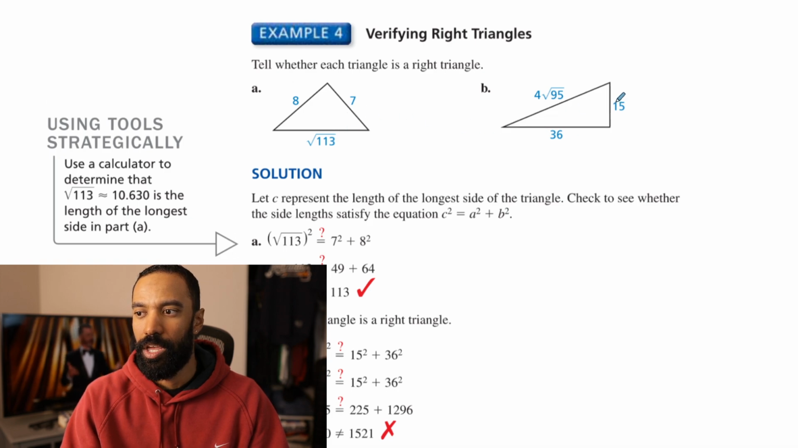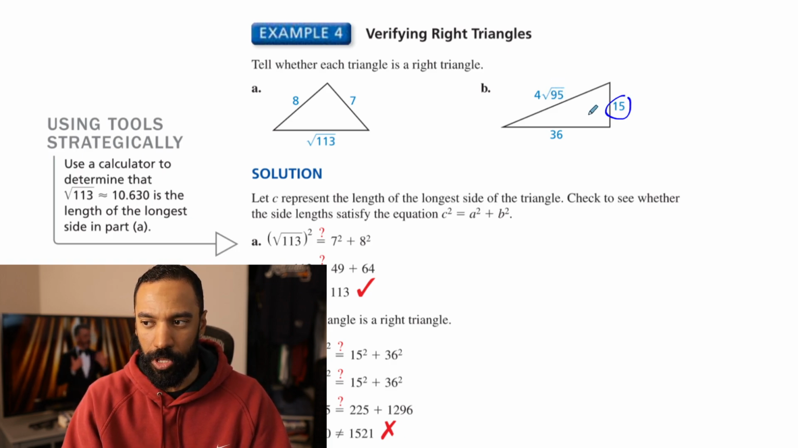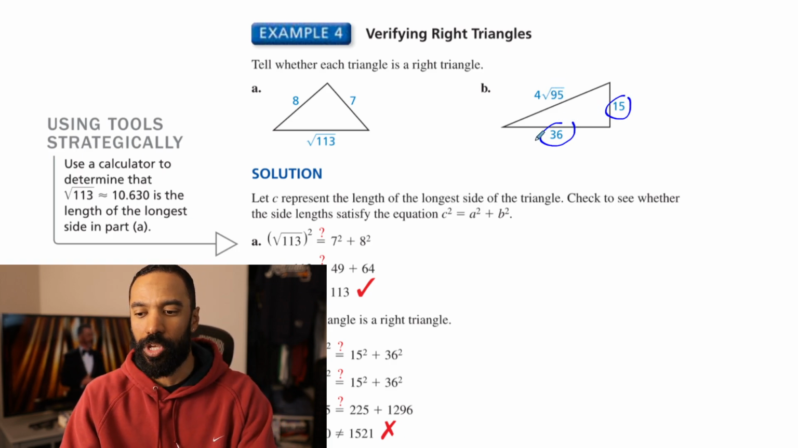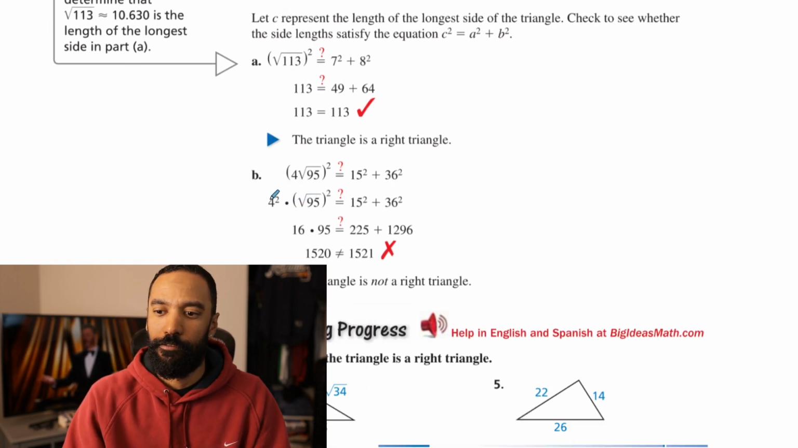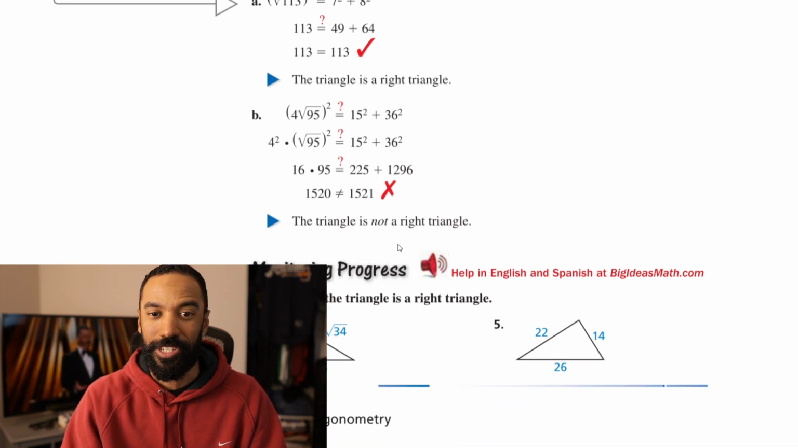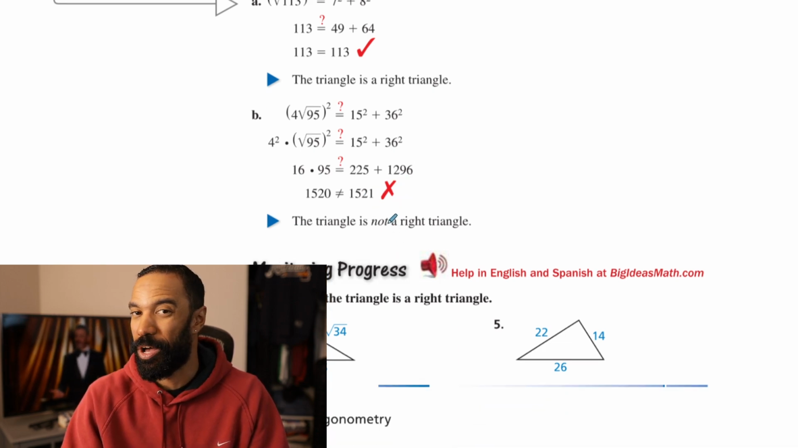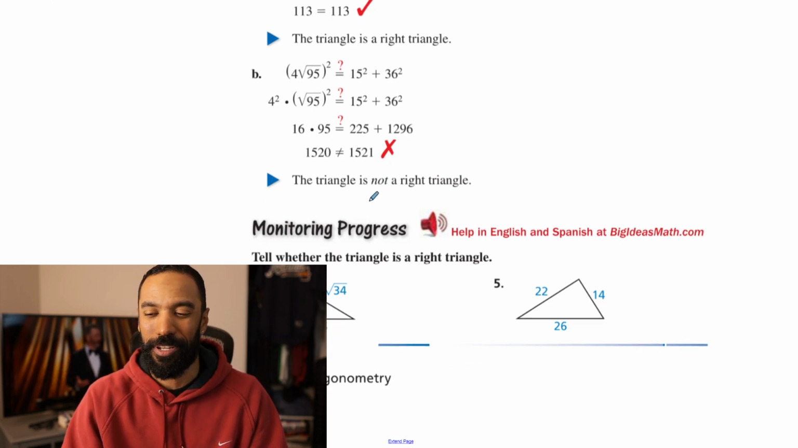Yes, indeed. We can try 15 squared plus 36 squared equals 4 root 95 squared. I'm honestly just going based off the visual. I'm going to assume these are the ones that we're going to test it for. So I'll let them calculate it for the sake of the example. And look how close these get. 4 squared is 16, root 95 squared is 95. Multiply those, you get 1520. Add these together, you get 1521. It's not a right triangle. It might as well be. Like, it might be 89.9 degrees or whatever, but it's not a right triangle.